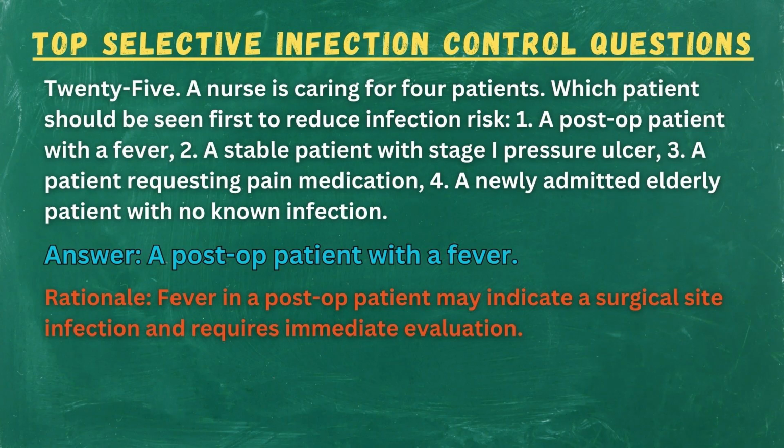25. A nurse is caring for 4 patients. Which patient should be seen first to reduce infection risk? 1. A post-op patient with a fever. 2. A stable patient with stage I pressure ulcer. 3. A patient requesting pain medication. 4. A newly admitted elderly patient with no known infection. Answer. A post-op patient with a fever. Rationale. Fever in a post-op patient may indicate a surgical site infection and requires immediate evaluation.